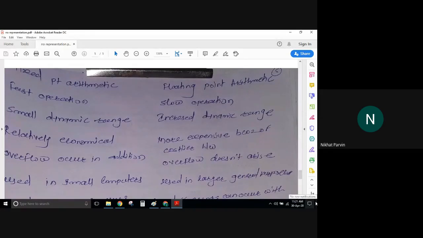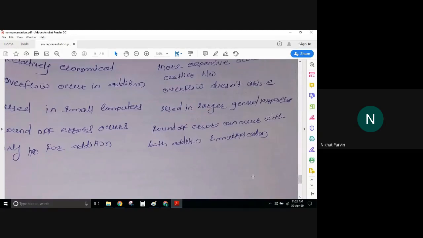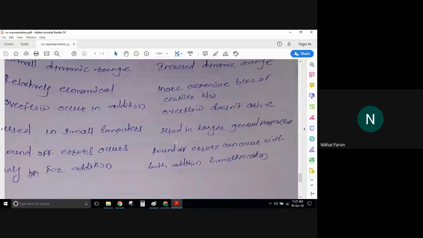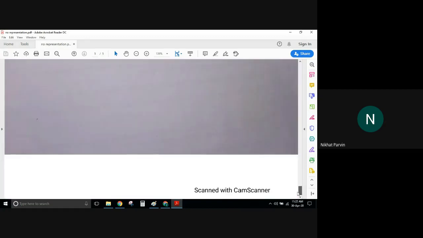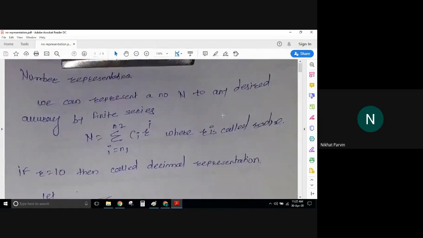Okay, so anyhow I will share this slide with you, or whenever you are having any book you are referring to, you will find the comparison of fixed point and floating point arithmetic. And the main point you see here is that round-off error occurs in fixed point only for addition, whereas round-off error occurs in floating point for both addition and multiplication. So what those round-off errors are and all that we have to see in the next topic. So this is your fixed point and floating point representation, only number representations.